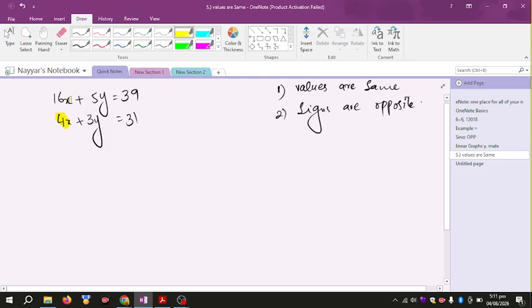So this is 16x in equation 1 and this is 4x, so I can make it 16x if I multiply 4 with 4. 4 times 4 is 16. But remember, the rule is that you have to multiply the whole equation by 4. You will not just multiply this value by 4. According to the rule of the equation, you have to multiply the whole equation by 4. So you will get 16x plus 12y.